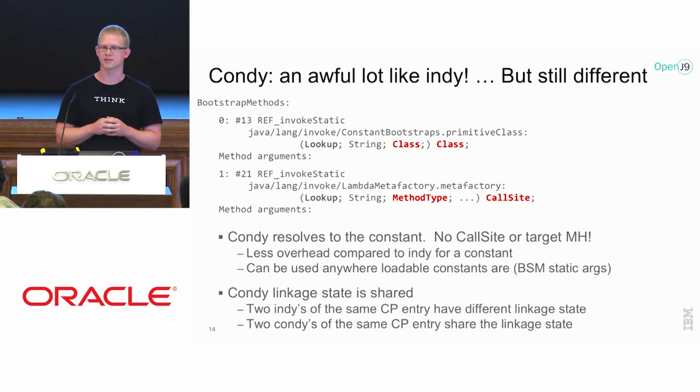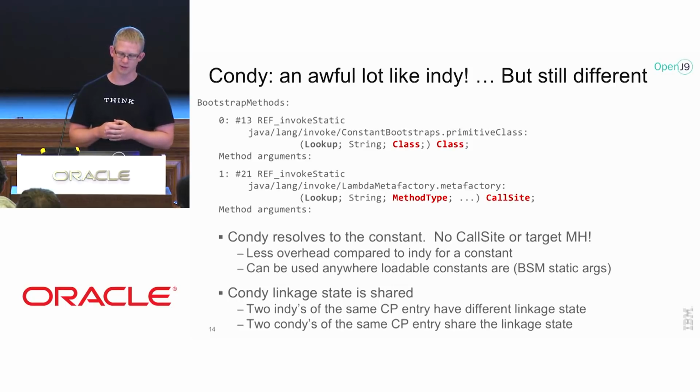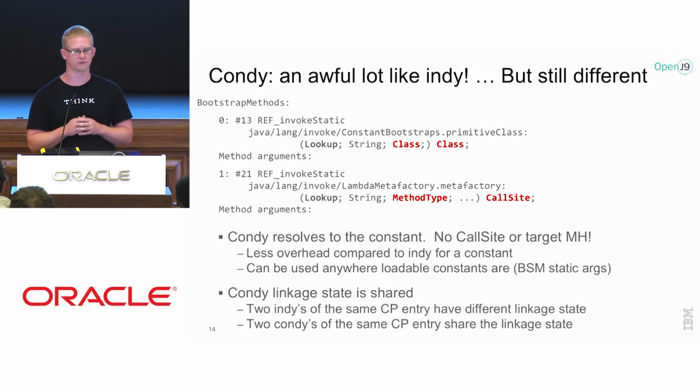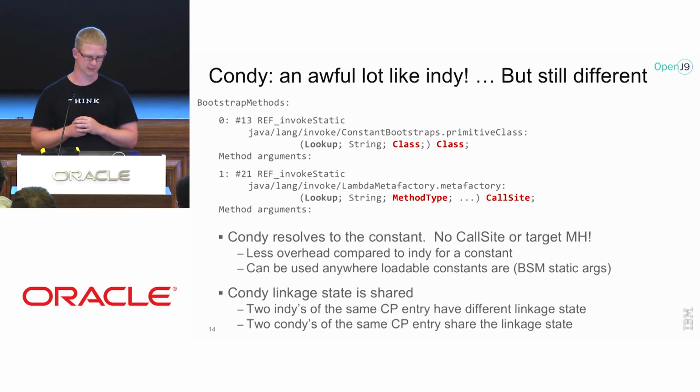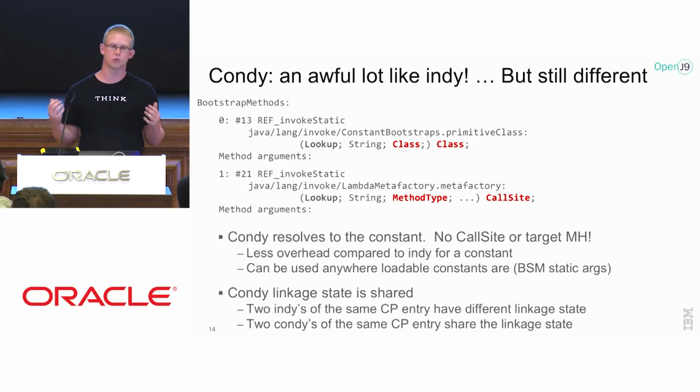The Condy one takes a class, and that's the class that describes the type of the constant you're going to return. The Indy takes a method type, which describes the type of your call site that it has to be called under, and then the return values differ. Indy, it must be a call site, and Condy, it's whatever your constant happens to be. In my example here, it's a class. So to do a constant with Condy, I've got a lot less overhead. I don't have a call site, and I don't have a method handle. I'm linked directly to the constant I want.